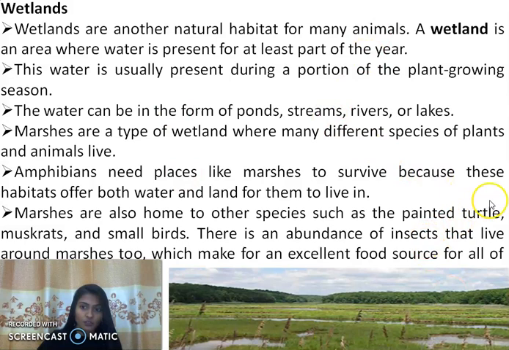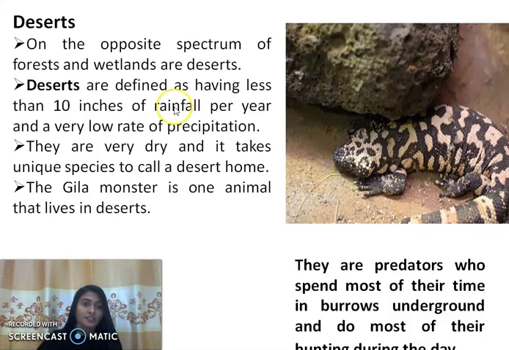So let's move next towards our next. This is the desert. As I told you, on the opposite spectrum of the forest and the wetlands are the deserts. Why is it called the desert? Because that is totally opposite to the forest and the wetlands. Forest means lots of trees or the abundance of trees, which is not present in the desert. And the other thing is the water or the wetland precipitations. So here there is a scarcity of water in the desert area.